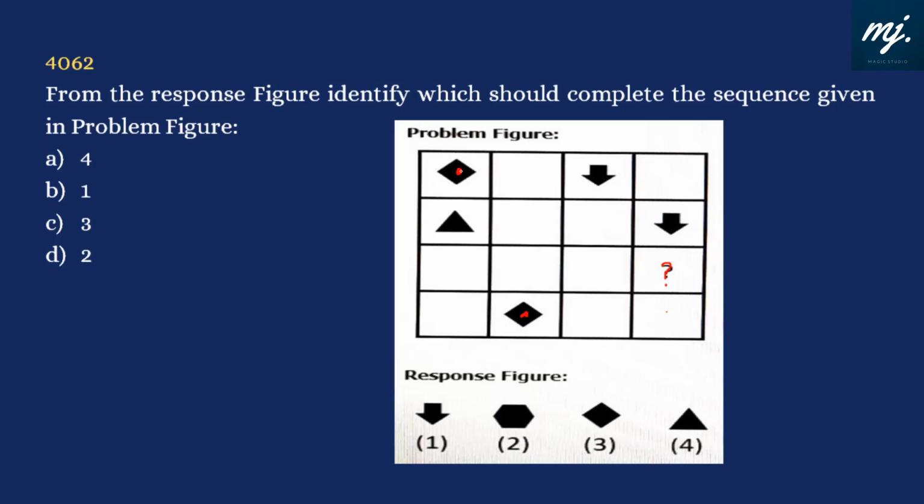And rhombus is already occupied here in row 1. That means we cannot have rhombus at this place either, nor this place. And each symbol should appear in that particular column only once. That means at the place of question mark, we should have this rhombus. And rhombus is the shape number 3, and that is in option C.